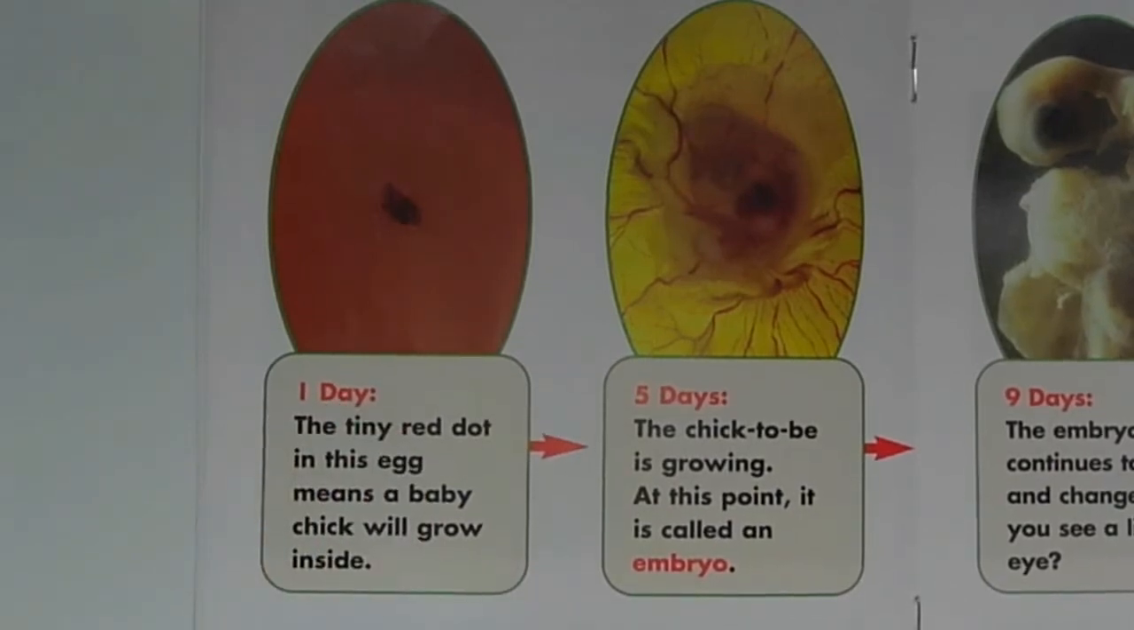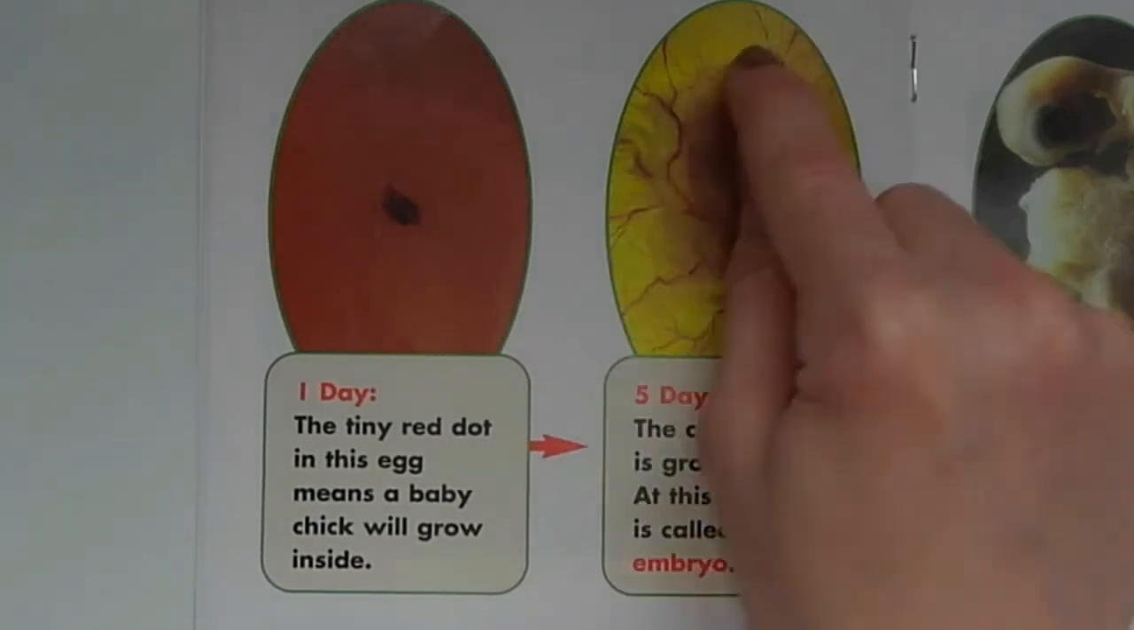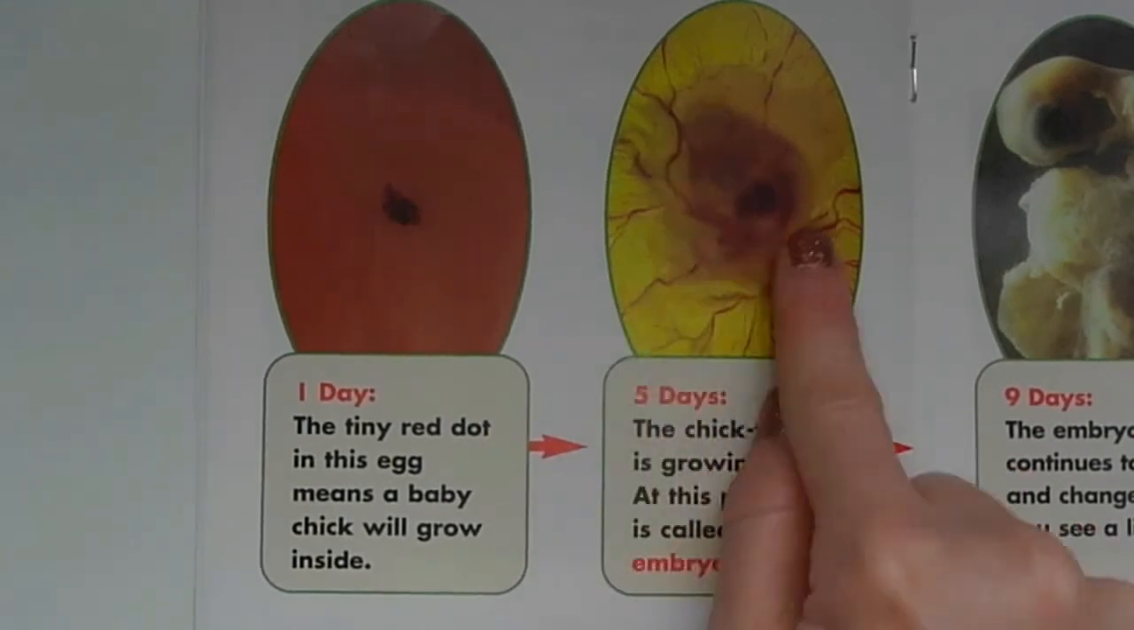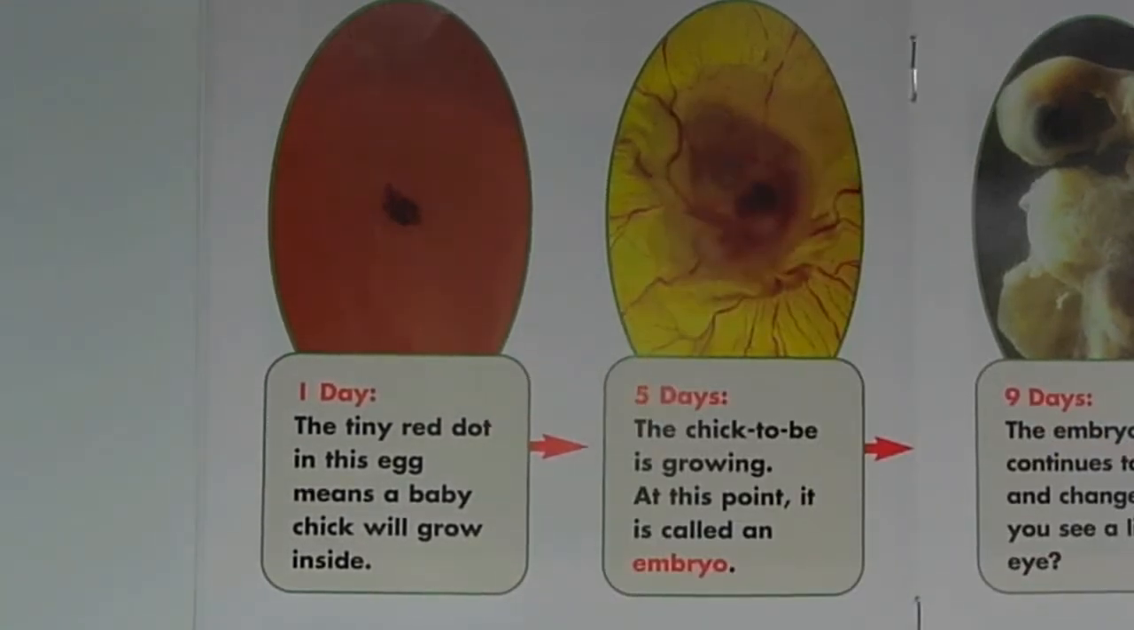So day 1 or 1 day, the tiny red dot in this egg means a baby chick will grow inside. 5 days, the chick-to-be is growing, and at this point, it's called an embryo. An embryo is the beginning of the chick, and you can see some parts of the chick beginning, and it looks pretty funky.